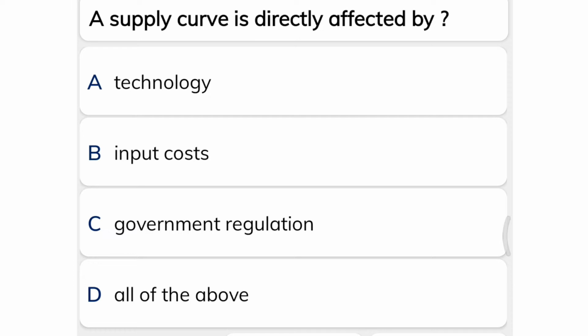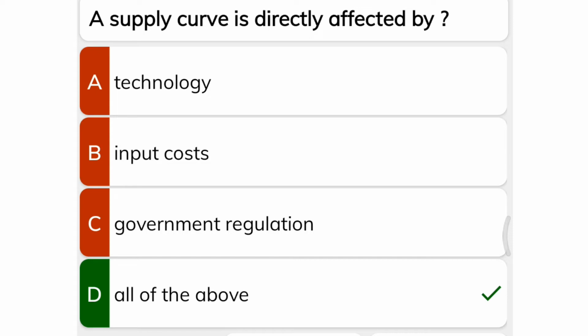Today's GK questions are: our first question, a supply curve is directly affected by option A, technology; option B, input cost; option C, government regulation; option D, all of the above. And the correct answer is option B.